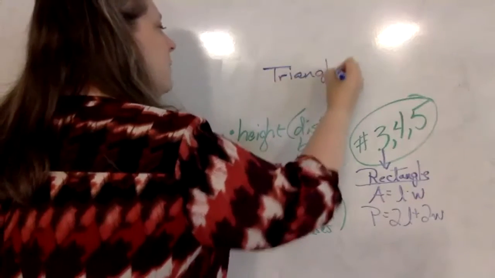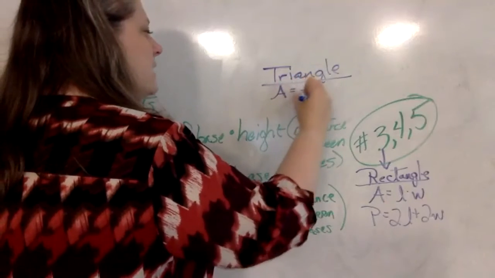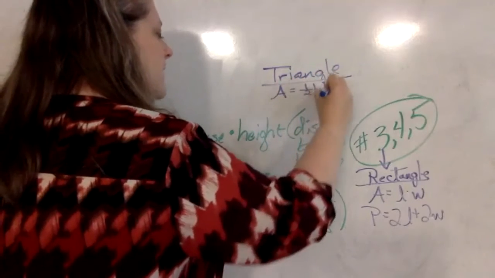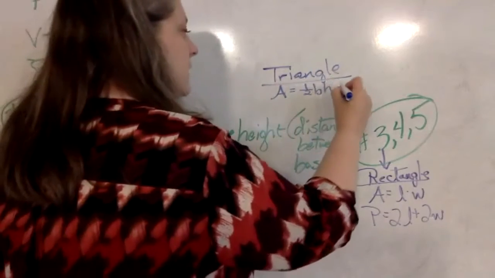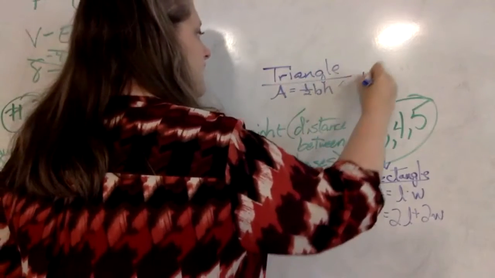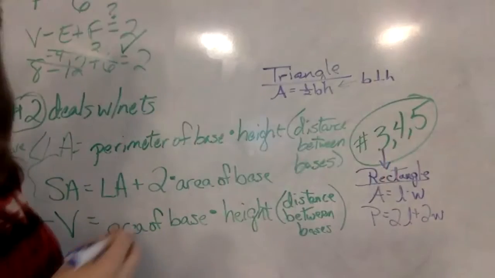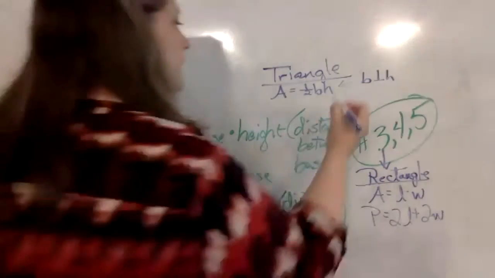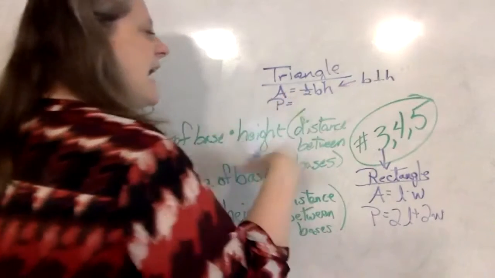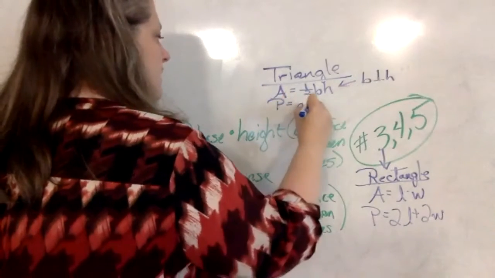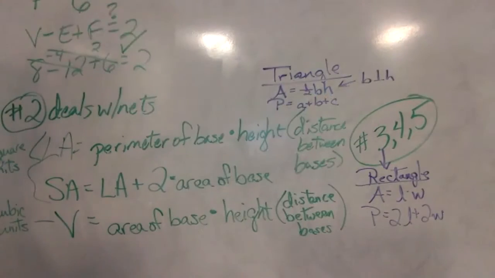So if it's a triangle, to find the area, it's 1/2 base times height. The base and height are always what to each other? Base is always perpendicular to the height, so that's how you can tell where they are in the picture. And for the perimeter, you just add the sides together. I'll just call them A, B, and C because I don't know what the sides are. You just add the 3 sides together.